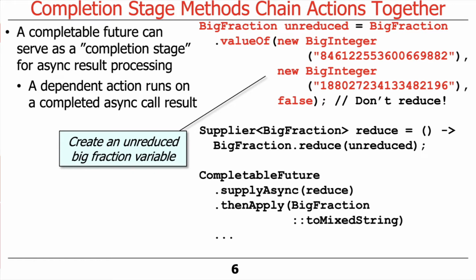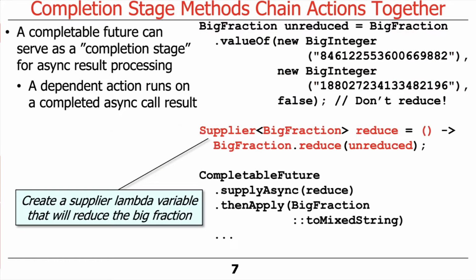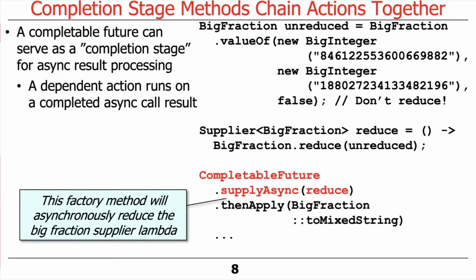So once we have that unreduced BigFraction, we're then going to make ourselves a supplier variable called reduce. And that supplier variable is going to reduce the unreduced BigFraction. But of course, it's not going to do it at point of call here. It's not going to do it where we define the reduce variable. Instead, that's just defining a lambda variable, and then we're going to use that in the context of an asynchronous factory method. So we're going to say CompletableFuture.supplyAsync, which calls the supplyAsync factory method. We looked at the implementation of that in a previous lesson.